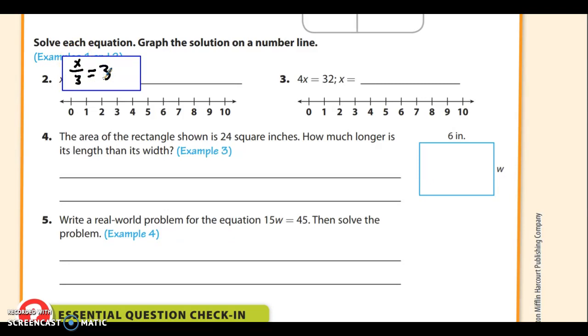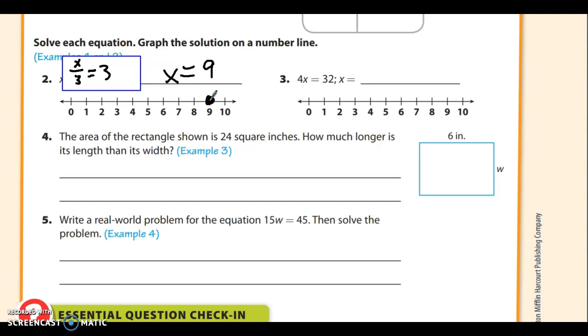Well, this is a division problem. How do you solve division problems? You multiply, and you'd multiply by 3, and you'd get 9. X is equal to 9. And the only statement that makes sense and makes that true is if x is equal to 9.